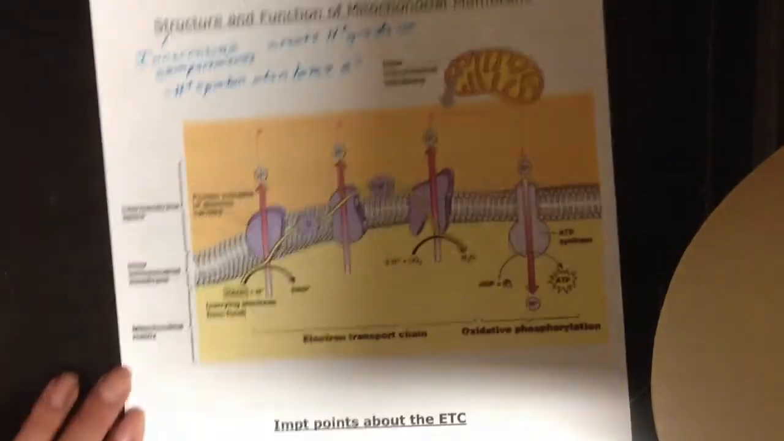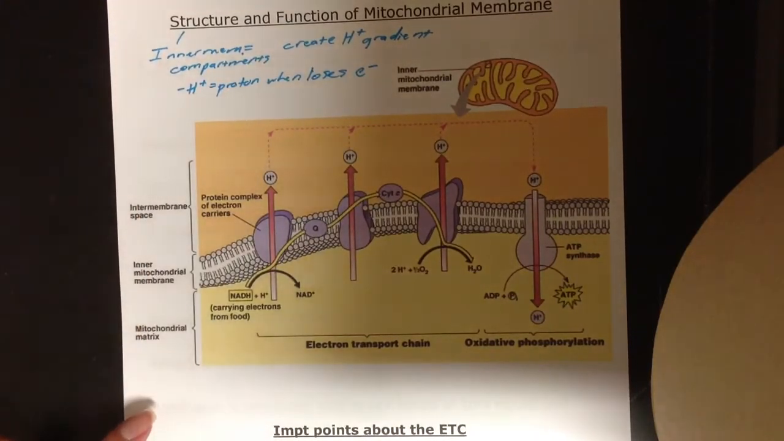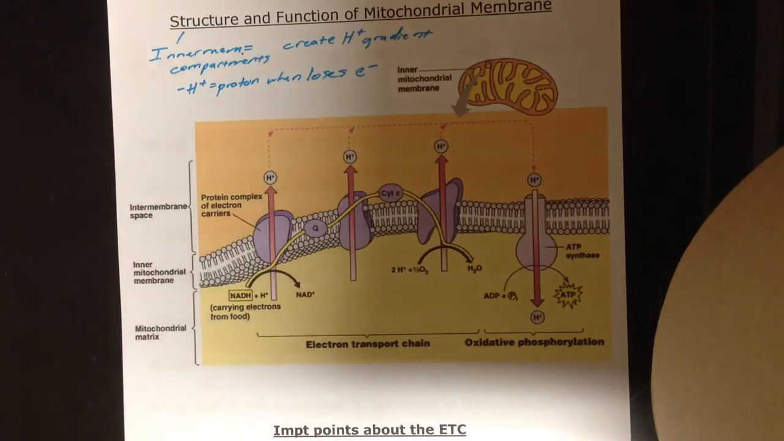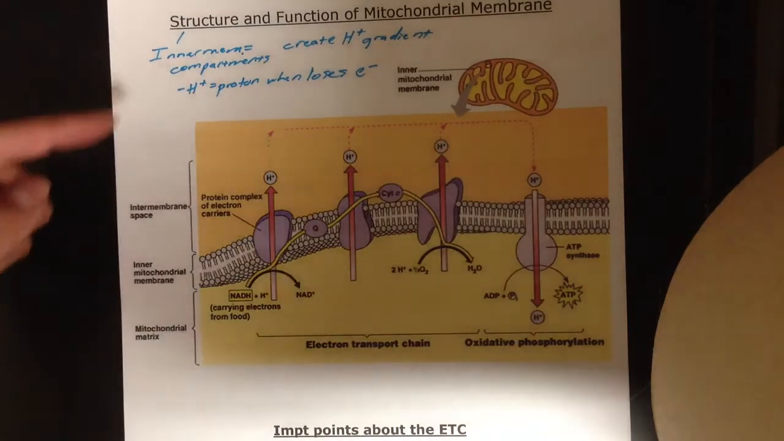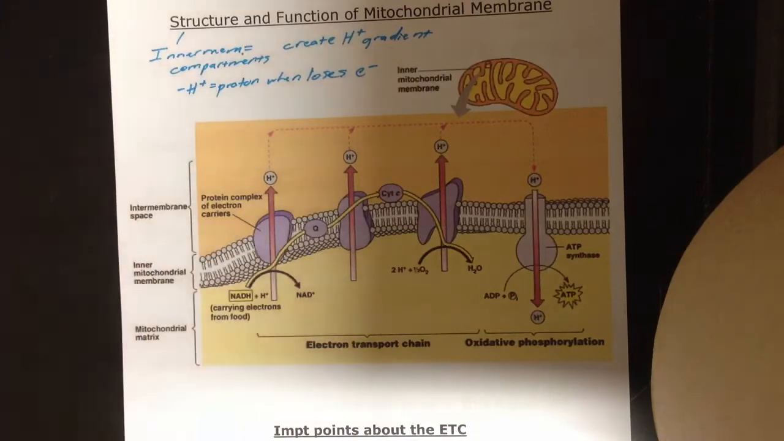So here you have 3 different spaces, or 3 different locations of the mitochondria. You have the intermembrane space. Intermembrane space is going to be between the outer membrane and the inner membrane. So inter, or between the membrane.